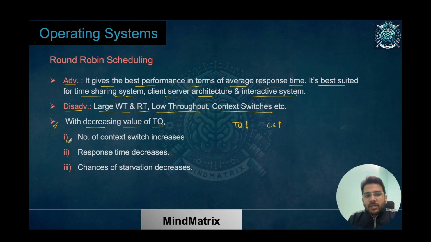And response time is going to decrease. Obviously that is true. If you have less time quantum, you will be scheduling all the processes quickly one by one, and the response time will decrease. That means the first time CPU allocation will decrease if you have less time quantum. And the chances of starvation also decrease, because every process is going to get its chance to execute in lesser time.